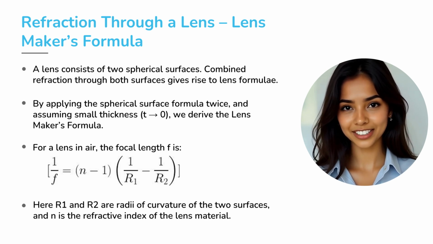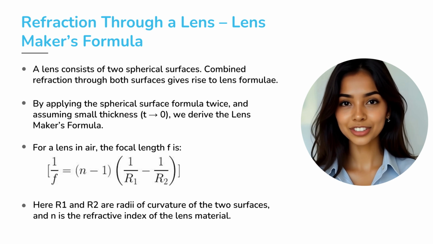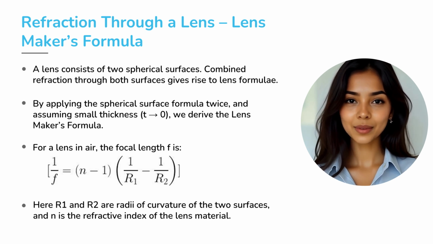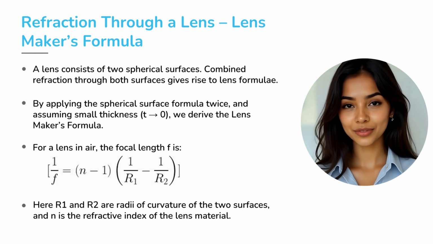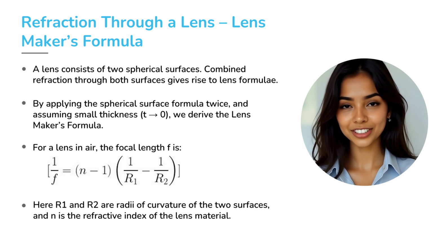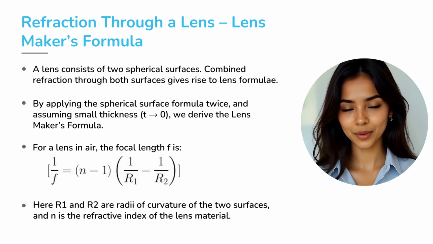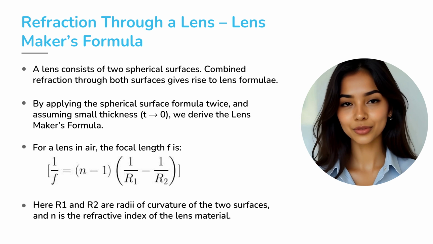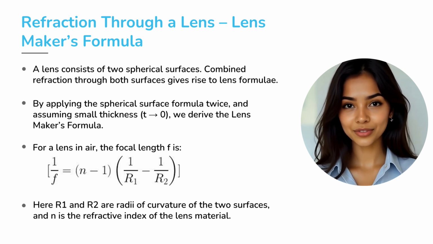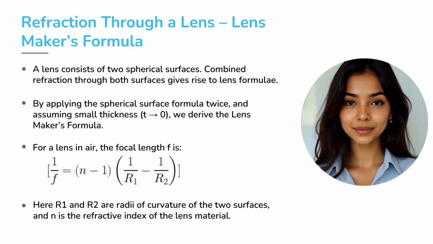For a lens placed in air, the formula to find its focal length f is that 1 over focal length equals the refractive index of the lens material minus 1, multiplied by 1 over the radius of curvature of the first surface minus 1 over the radius of curvature of the second surface. In simple words, the lens's ability to focus light depends on how curved its surfaces are and how much it refracts light compared to air.